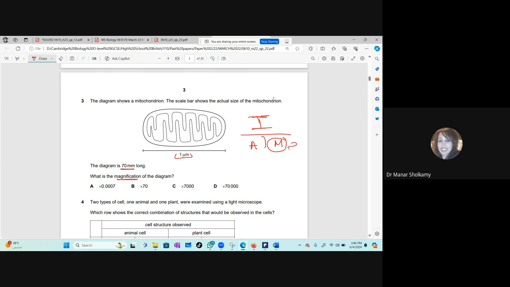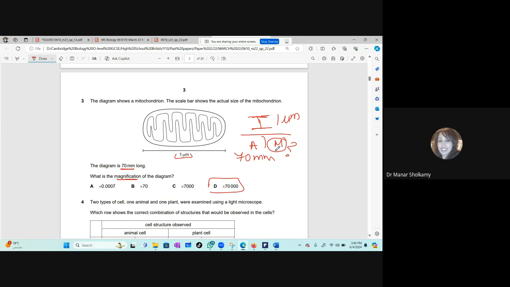They want the magnification. So what is the image? Yes, the 1 micrometer. And the diagram is 70 millimeters long. So this is going to be considered with these units. No, we are going to change millimeter to micrometer, so it's going to be 70,000. So the answer is D. Yes, the answer is D. Correct.